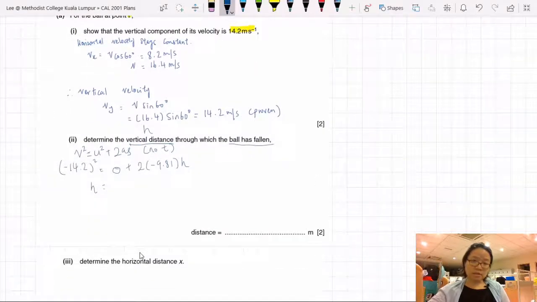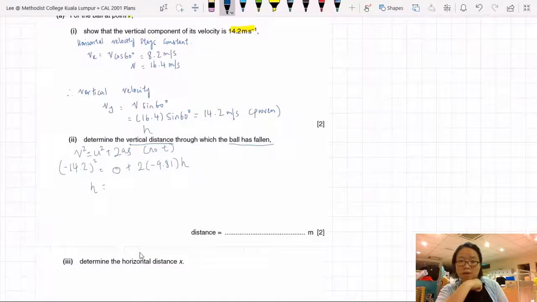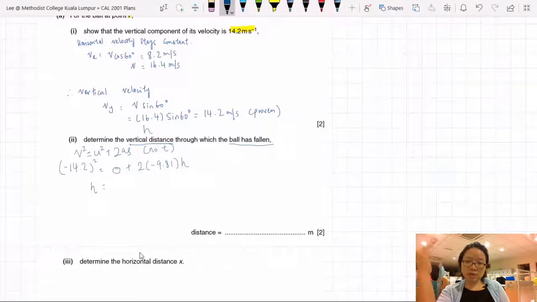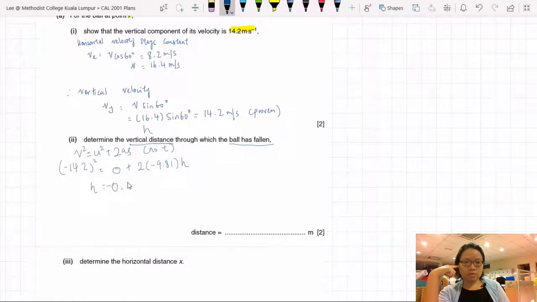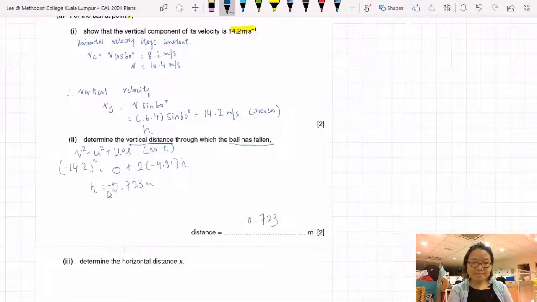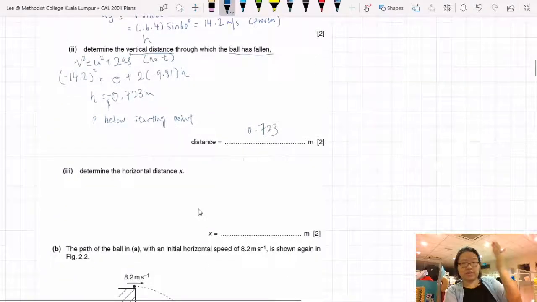If you press your calculator, since I didn't assign the negative sign to H, I will expect that H should be a negative number to show that it is below the original position. So I'll get negative 0.723 meter. Generally, this is what I mean about sign. You should be very clear and not afraid about the sign that you get or don't get. If I put a negative H here, it means I already accounted for the direction and I'll get a positive number.